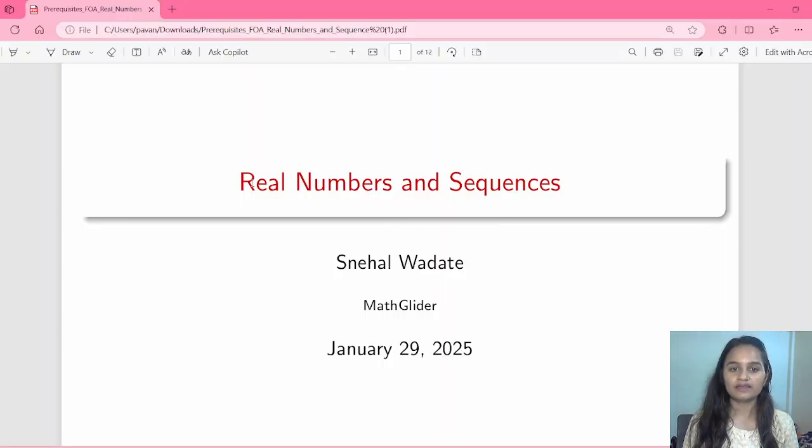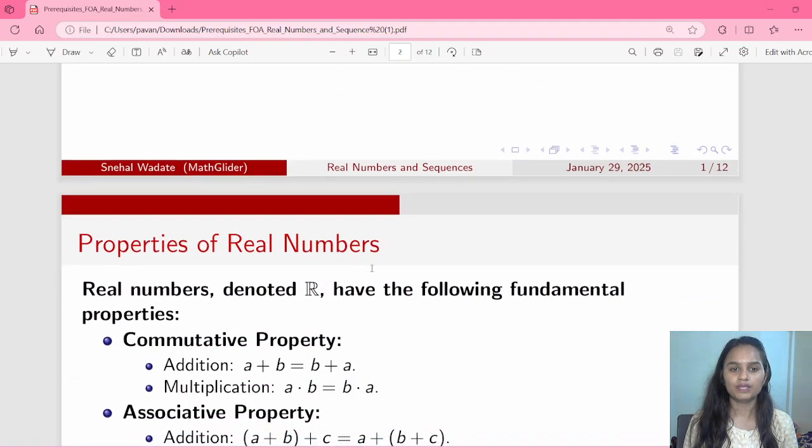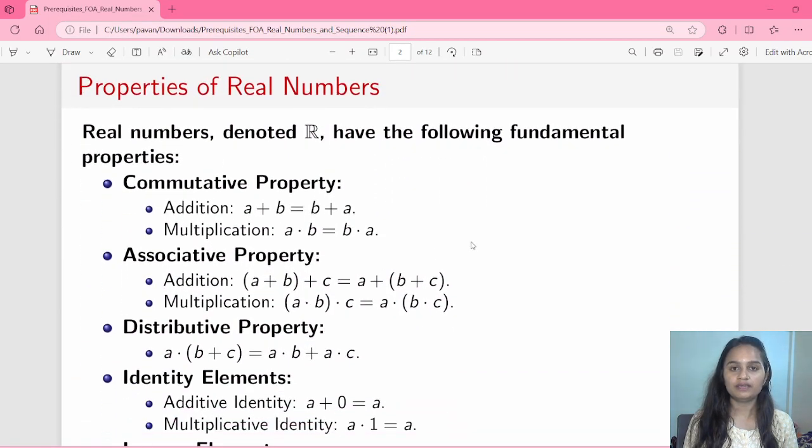Let us look at real numbers and sequences today. You know, the set of real numbers forms a field under the operation of addition and multiplication. So it has to satisfy some fundamental properties in order to become a field. These are all the properties which are required to become a field.